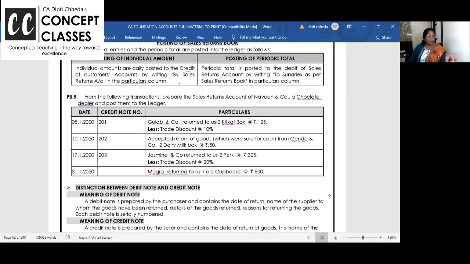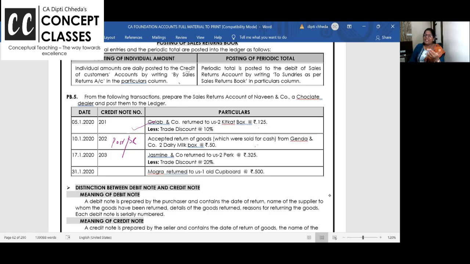Make the sales return book. Make it now in class. And tell me the total. Let us discuss first. 5th one. Gulab and Co. returned 2 Kit Kat at 125. Accepted return of goods which were sold for cash. Where will this be recorded? Just post it in the sales return ledger. Don't record this because this is cash to sales return. Sorry, sales return to cash.